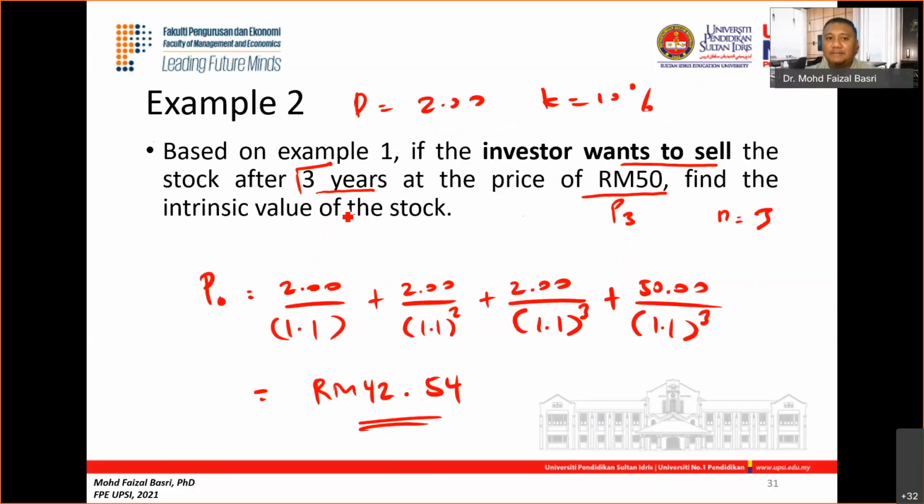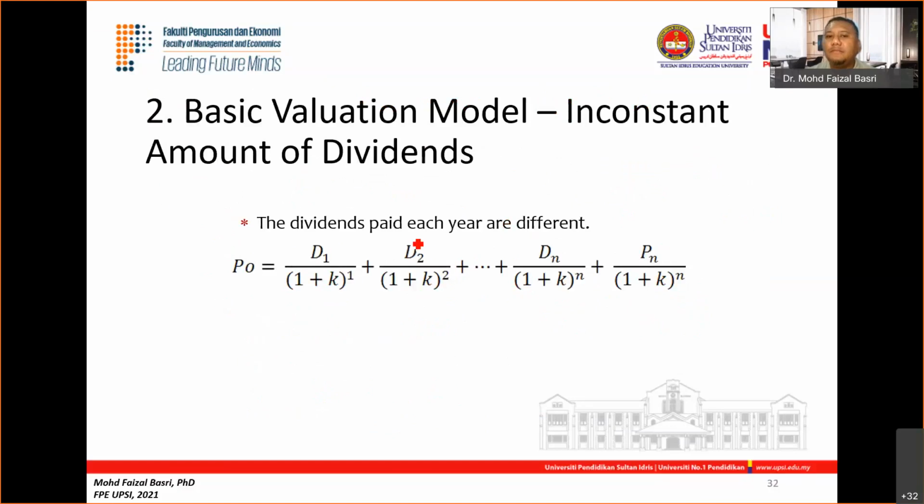based on the first and second model, the formula is the same as this one. Instead of P0, the question asks us to find the price of year number 3, P3, for example. If that's the case, usually for the first and second model, they will give you a current price, and then there's a set of dividends, and the question will ask you to find the price in the future, let's say the price for year number 3, P3. So you're going to use the same formula.